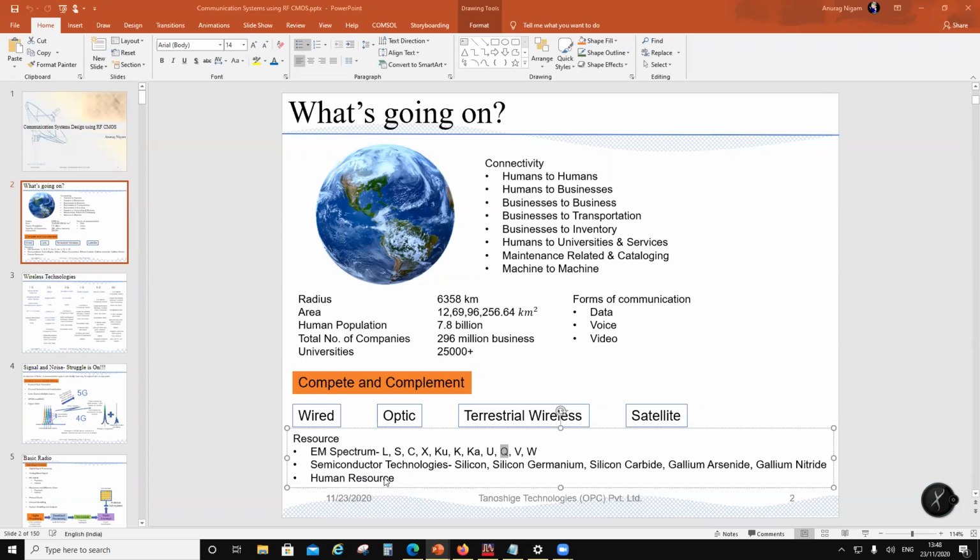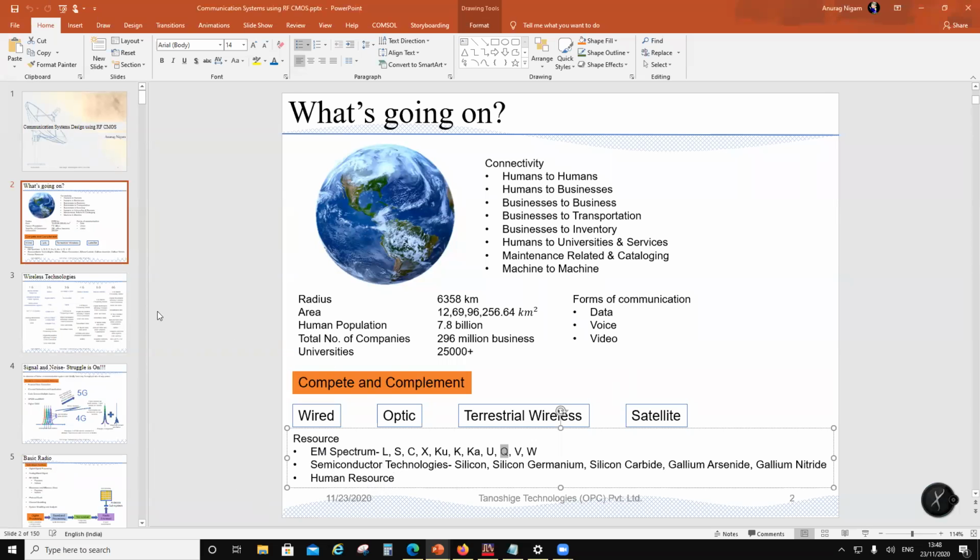It's just that I try to experiment a lot. So I'm going to assume that we are a mixed group and we are going to learn everything but a little bit, and later on we can specialize in a particular area. So 3 resources are important. The spectrum is the most important resource for wireless. Semiconductor technology is a resource for our development, and human resource, which is you and me, the designers.